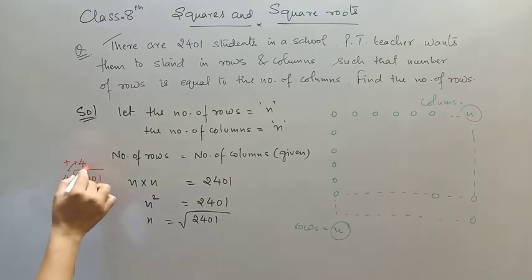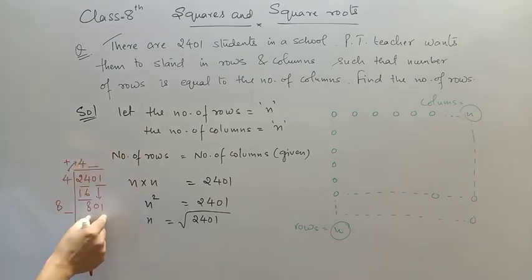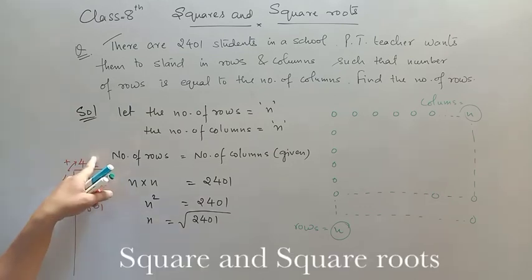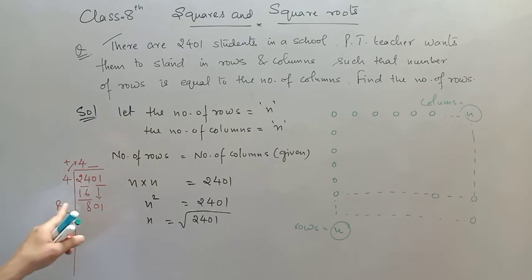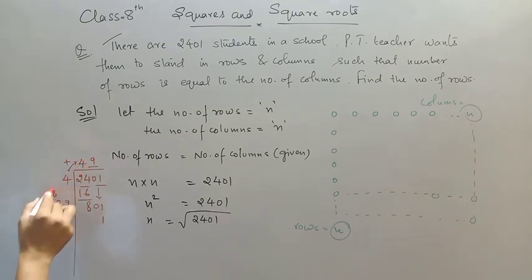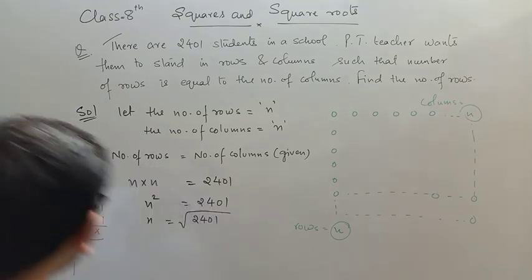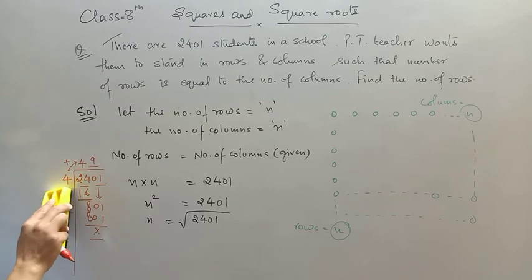Now choose a value in such a way that the product of this value and this value is less than or equal to 801. So 1 is here. So I have two options, either 1 and 1 or 9 and 9. 81 ones are 81, which is very less than 801. So I'll go for 9. 9 and 9. 9 nines are 81. 9 eights are 72 plus 8, 80. So the square root of 2401 is 49.